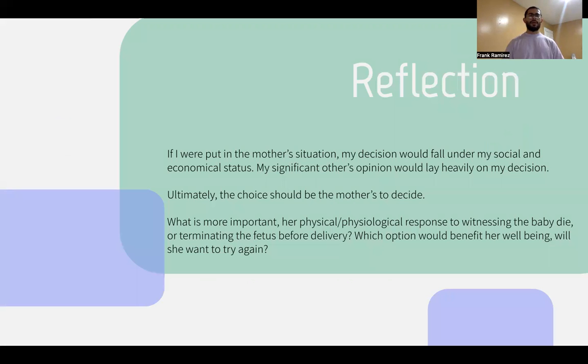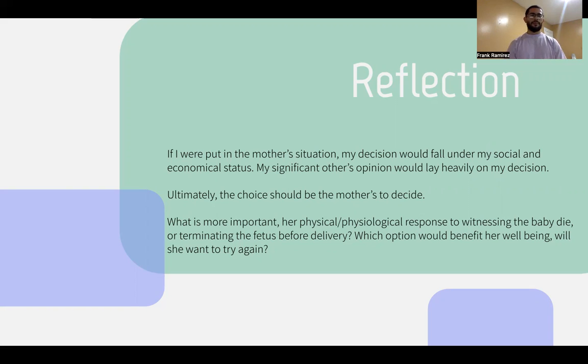After reviewing this case study, I had a reflection on the scenario, and I thought if I were put in the mother's situation, my decision would fall under my social and economical status. My significant other's opinion would lay heavily on my decision. I believe that it is not my choice because I am a male. So to be put into the perspective of the mother is a bit difficult, but as a husband or the significant other of someone having a baby, and that baby becoming diagnosed with this condition where they would ultimately die within a week after birth, I would let the mother have that decision regardless. Whatever decision I would make, I would try to be as unbiased as possible, express how I feel, but ultimately give her the open field to decide for herself.